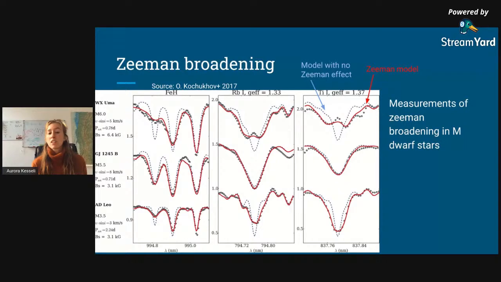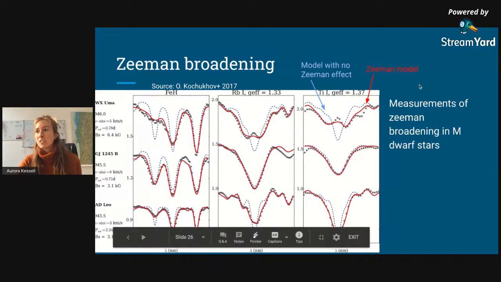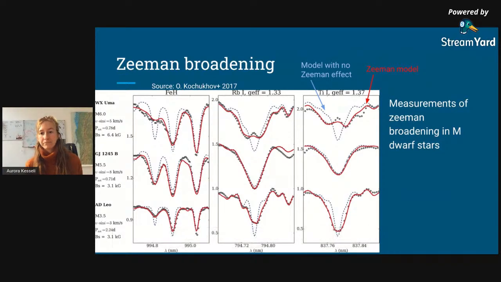But those type of magnetic fields do exist on M-dwarf stars. And so this is another really cool way that you can use high-resolution spectra in order to determine magnetic field strengths on M-dwarf stars. Okay, and that is what I wanted to go over in this class, and we're just about done.